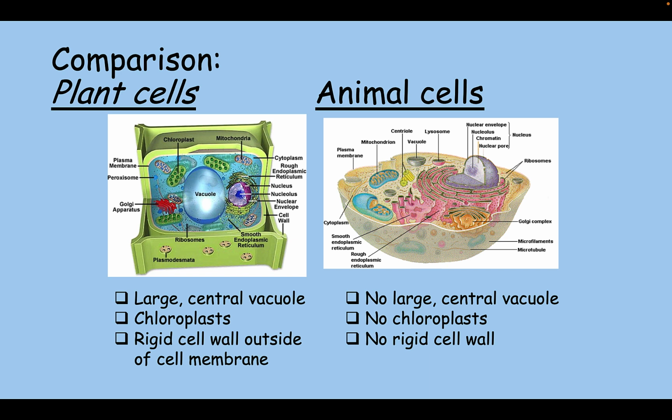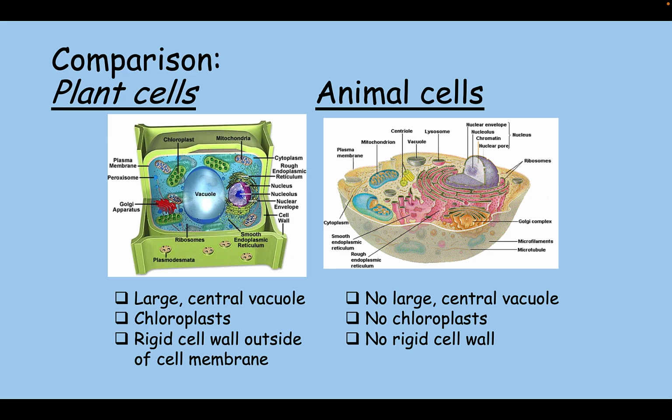Large central vacuole in plants, chloroplasts in plants, a rigid cell wall made of cellulose in plants. All three of those are lacking in animal cells. So you need to write that down, right? Large central vacuoles in plants, cell wall made of cellulose in plants, and chloroplasts in plants. None of those three are found inside of animals.